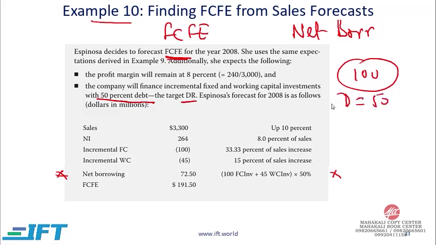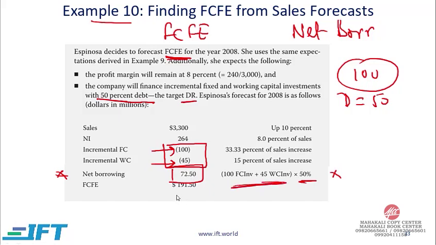So we need to come up with our investment amount. And what is that investment amount? We have already established that the investment in fixed capital is 100. The investment in working capital is 45. So what is the total investment required? 145. So what is the net borrowing? 72.50. Where is this coming from? This is simply 50% of our total investment.